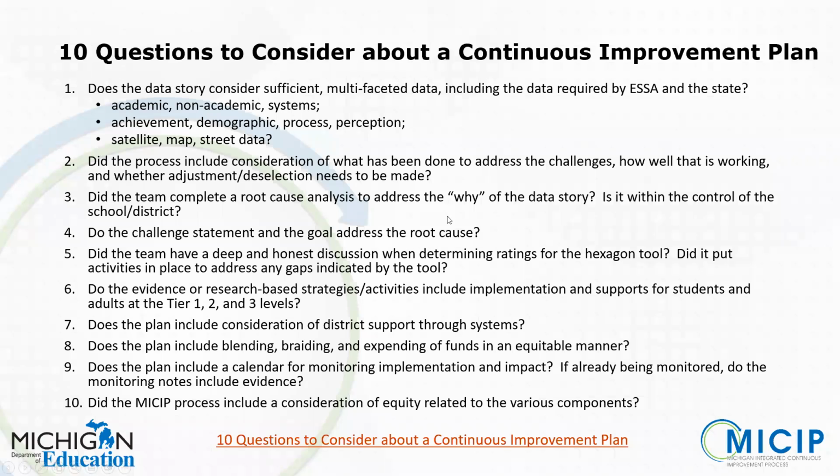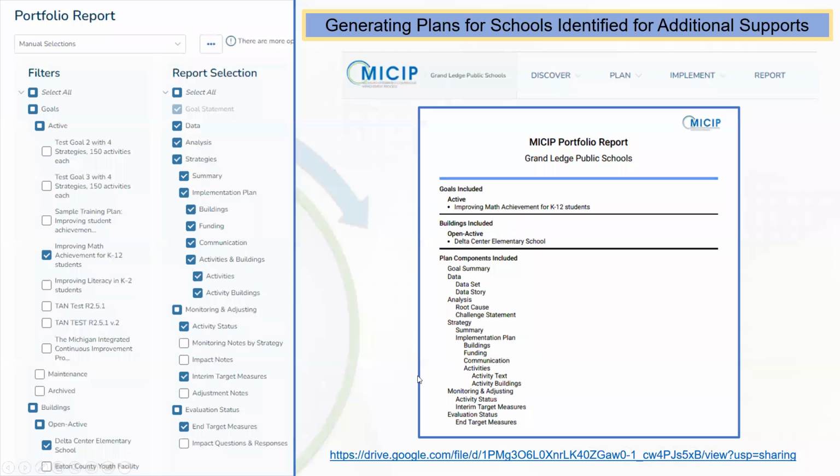Here's just 10 questions that you might want to consider about a continuous improvement plan. And these are really very powerful, especially if you're coming in and you're inheriting a plan as a leader. Like, how do I know my plan is working? And I always go to question 4: do the challenge statement and the goal address the root cause? I mean, is there a connection? So these are just 10 questions to ask, and we've hyperlinked them so that you have that as a possible handout.